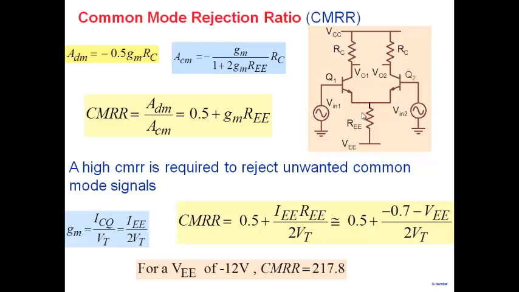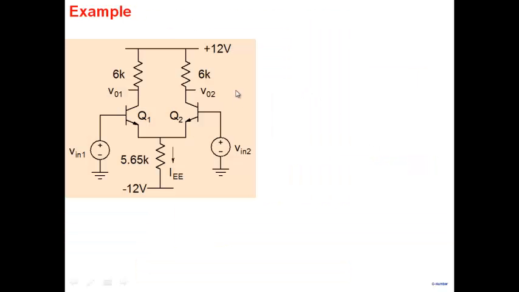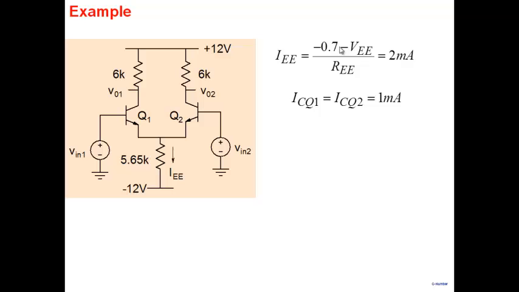So we are actually in the same problem, that what we want is a very large CMRR, but we don't want to use a very high supply voltage here. Okay, just a quick example. Suppose we take 6K here, 5.65. So let's work it through. IE is 2 milliamperes, 1.8 milliamperes here.